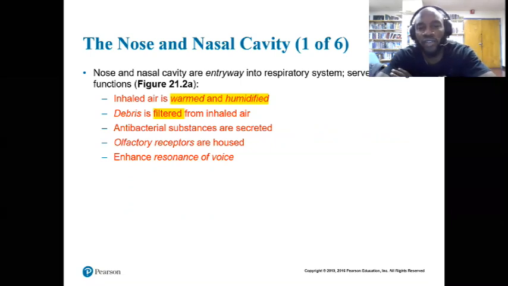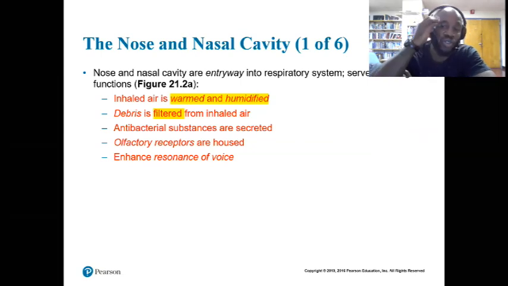The nose and nasal cavity are considered the entryways into the respiratory system. Obviously, you can breathe through your mouth as well, but we don't consider it the true entry, because your mouth is also used for food, and is more so the entry for your digestive system. We consider the nose the entry point for your respiratory system.